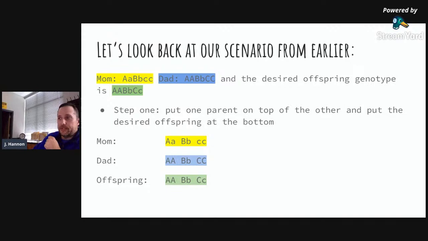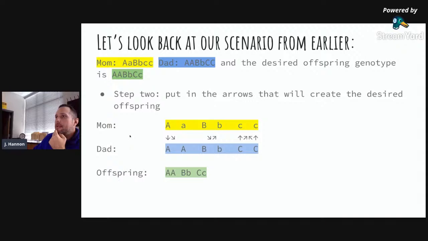So the first thing we want to do is set this up visually so it's easy to follow along. We're going to put one parent on top, one parent on bottom. Doesn't matter which one, mom or dad, parent 1, parent 2. Just line them up like you see on the screen. The offspring we're looking for will go on the bottom. The next thing is to put in the arrows that will create the desired offspring. We want to figure out all the possible allele combinations that will work.